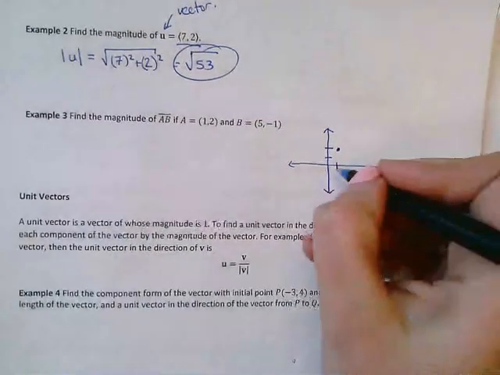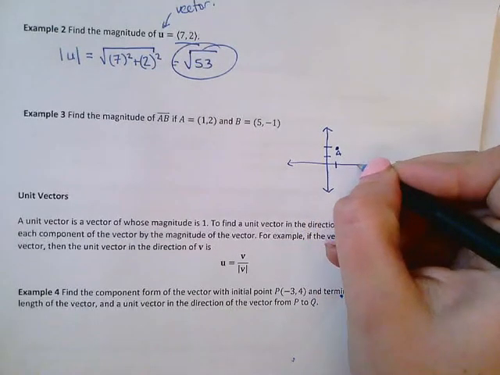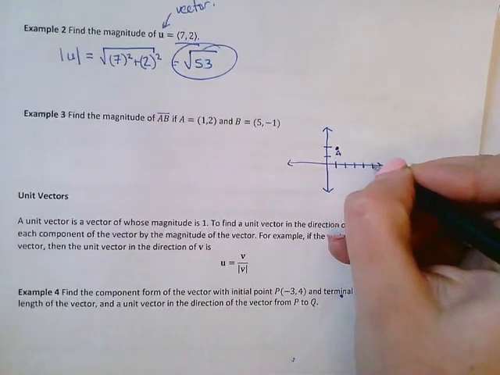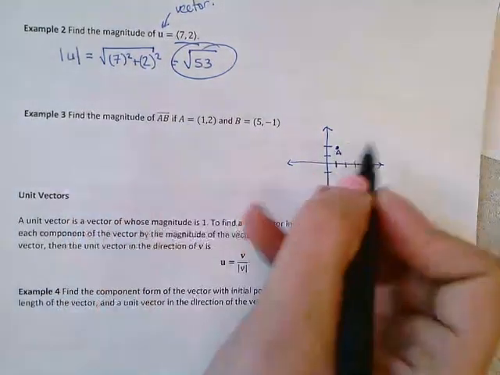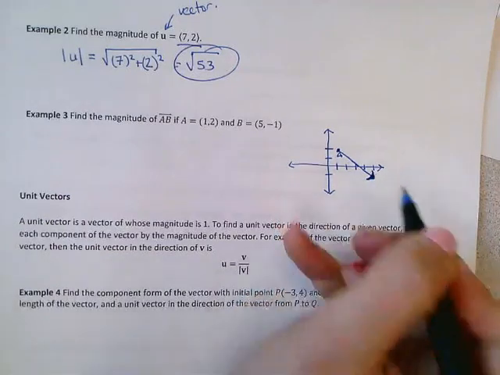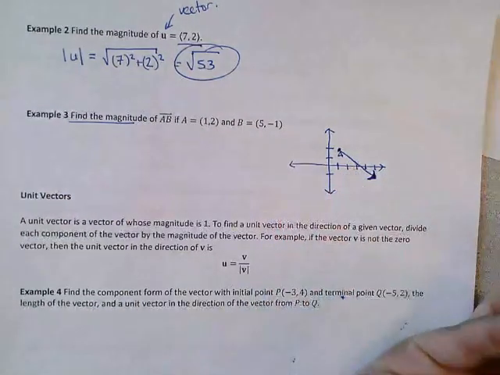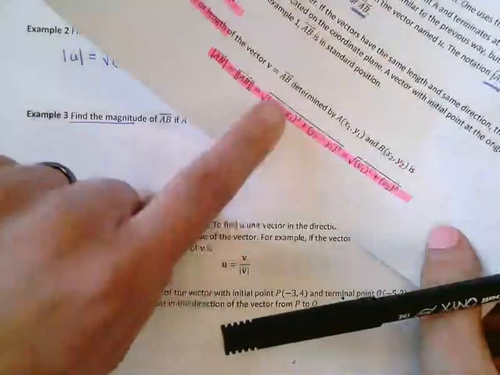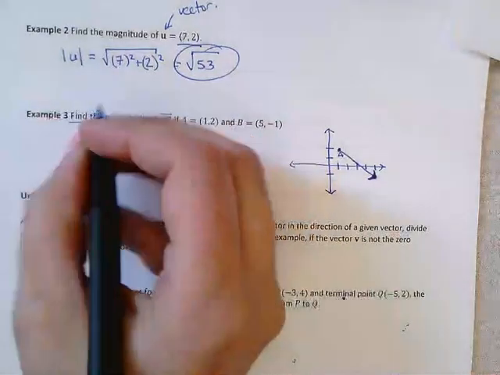Alright, so (1, 2), that's A, and B is at (5, -1). B is going to be our terminal, and A is going to be our initial, so our vector is heading this way. That's the direction. So we want to find the magnitude of this vector. Here, we're going to use the first part of the formula. We have to find the vertical and the horizontal components.